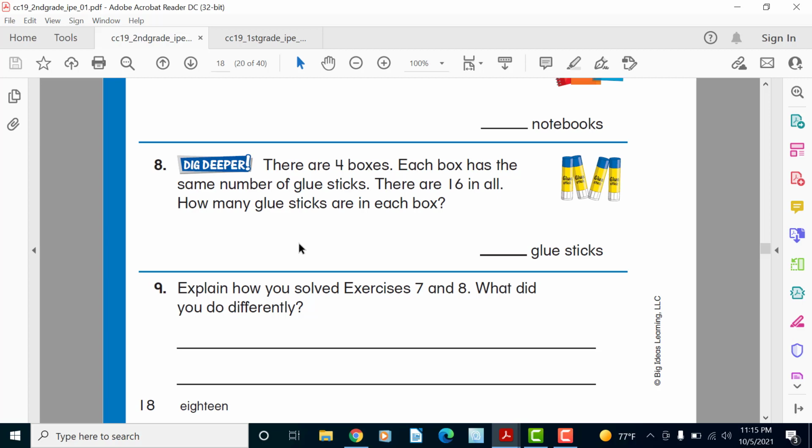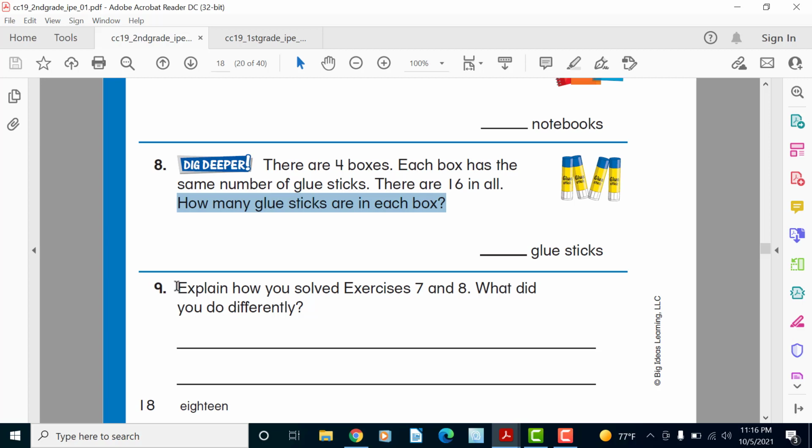And then you went back and you put a second set of 4. So 4 and 4, that's 8, right? Keep going. Add 1 at a time. That would be 9, 10, 11, 12 glue sticks. Keep going. And then the question's not how many glue sticks altogether, right? Because it tells us that it's 16. How many glue sticks are in each box?